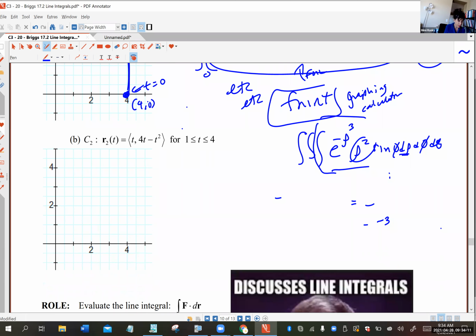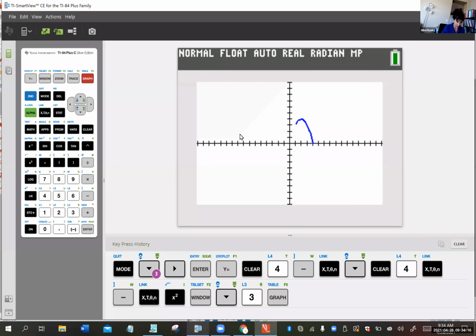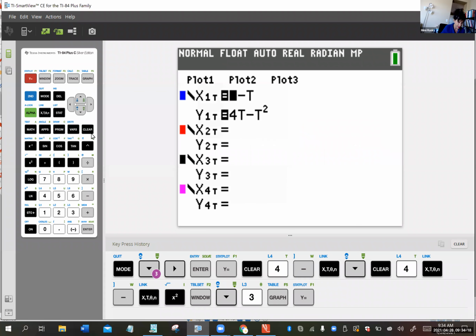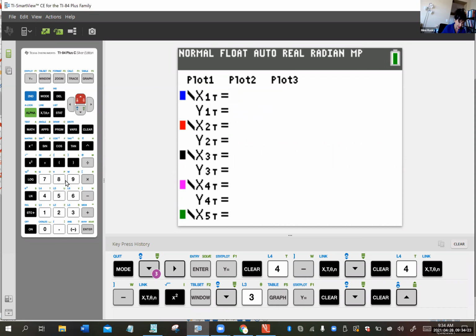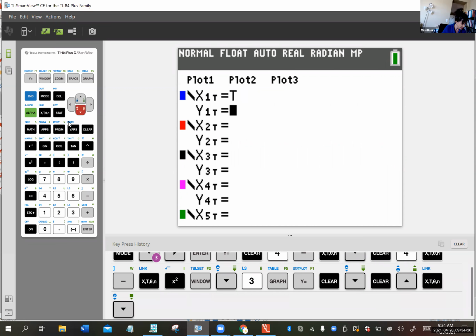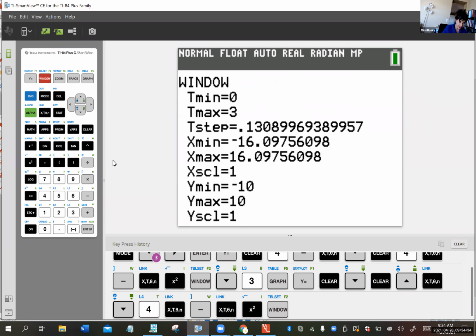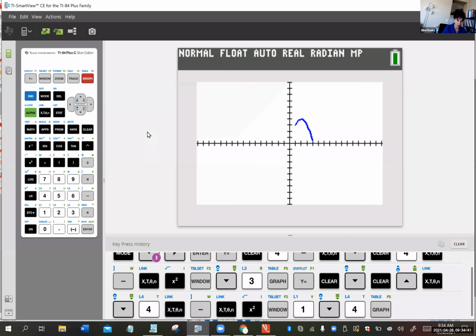All right, fine. Now, what about this other curve here? They parameterized it for us, which is sweet. So if we go to our graphing calculator and we graph that instead, what do we get? We have t is the first parametric equation there, and then we've got 4t minus t squared. And then go to your window because here time t minimum is 1 second and the t max is 4 seconds. Okay. And then let's graph it. Now it looks exactly the same as the other one, except I think it's going in the opposite direction.